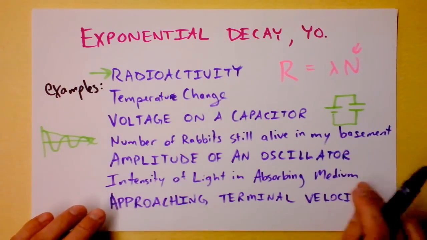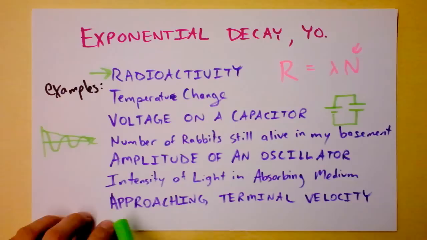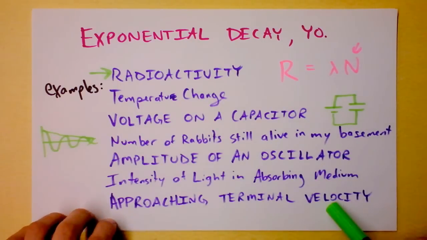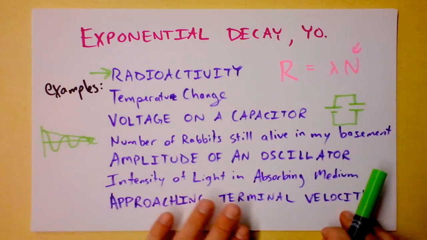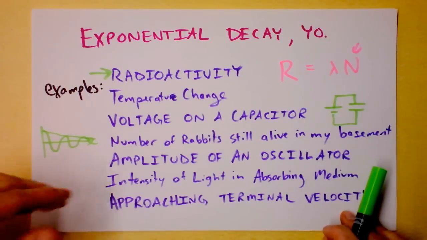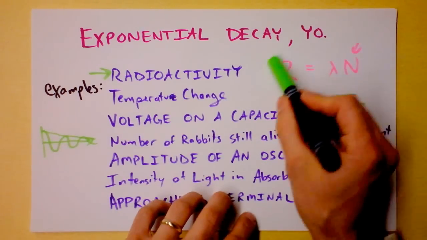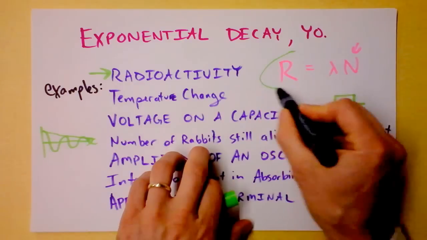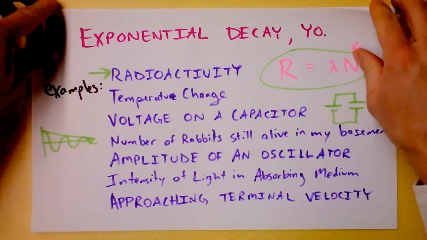Interestingly, that goes as a pseudo-exponential decay. There are some very interesting pseudo-exponentials in the atmosphere as well. And as you approach terminal velocity, the closer you get to it, the greater the frictional force. This is really similar to the amplitude of an oscillator. But we're going to go into this equation right here. I think this is the key equation for exponential decay in radioactivity. So let's jump into it.